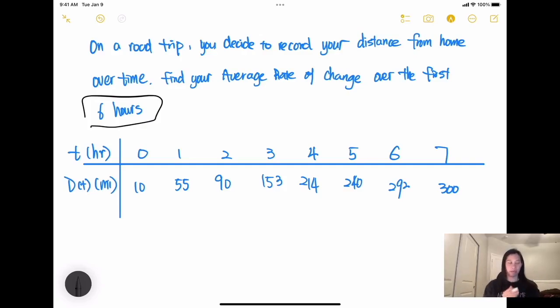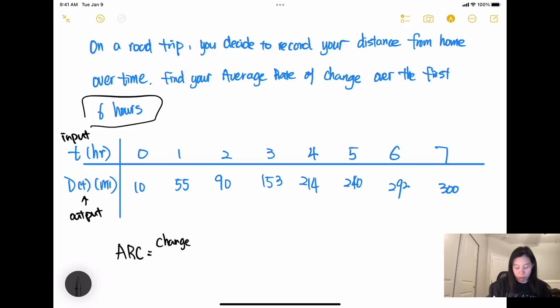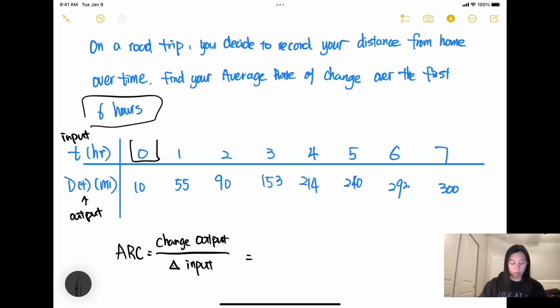Basically, they ask you that. So now let's take a look. Which one would be the output? The output is the distance. The input is the time. So remember, the average rate of change is the change in output over the change in input. The triangle means delta, the change. So we want to find the change from 0 to 6 hours. The input goes from 0 to 6, so that's 6 minus 0, the change in input. What about the change in output?